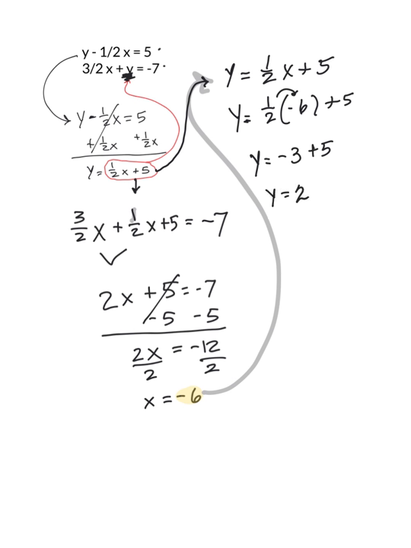So here we think we have our solution. We think our solution is negative 6, 2. So what I think is that if we were to graph both of these lines, they would cross at negative 6, 2. This one point lies on both of the equations. So let's do our check just to make sure.